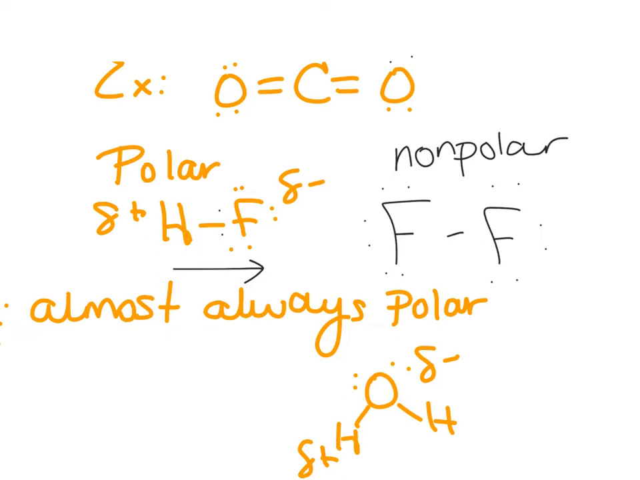So if fluorine has a higher electronegativity, H's electron is going to get pulled closer to F. Because HF again has an H and it has an F, not only is it going to have dipole-dipole, but it's actually going to have hydrogen bonding as well. So the leading IMF here would be hydrogen bonding.